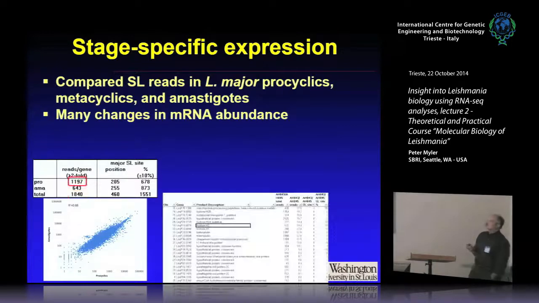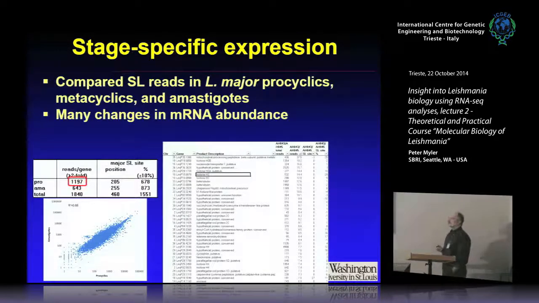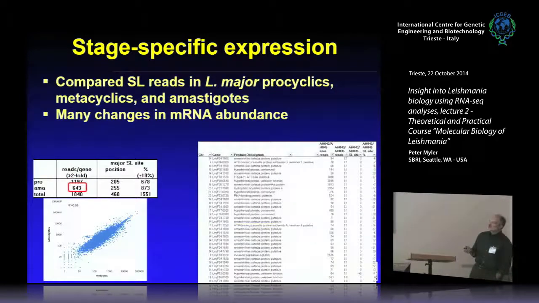One obvious experiment to do is to look at stage-specific expression. So here's an experiment that we did with Steve Beverly in L. major. We compared procyclics, metacyclics, and amastigotes. This experiment has been done in triplicate. This was just, I think, when we'd only done one experiment. So if you compare, in this particular experiment, promastigotes to amastigotes, we see that about 1,000 genes are upregulated in promastigotes by more than twofold, and about 600 are upregulated in amastigotes. So a fairly big change.